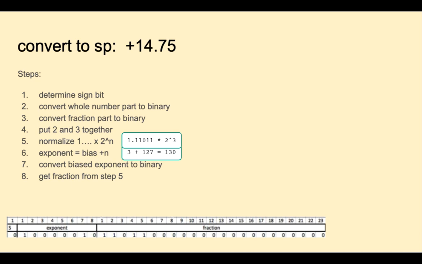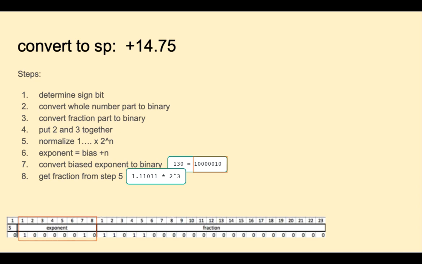Calculate the exponent as the exponent plus the bias of 127. Convert the biased exponent to binary, then get the fractional part from step 5.